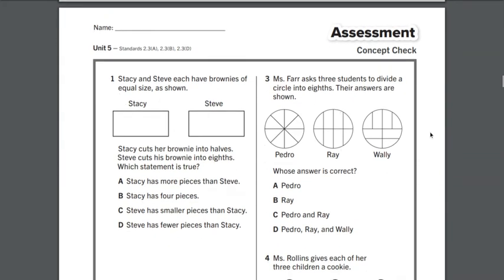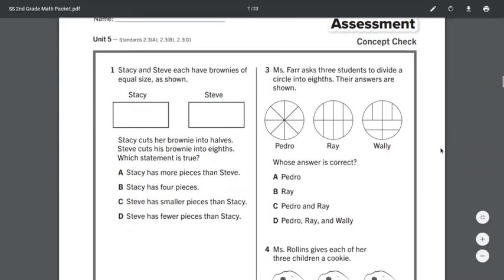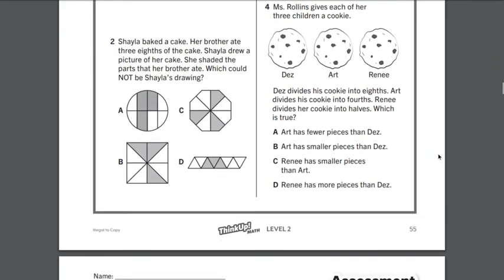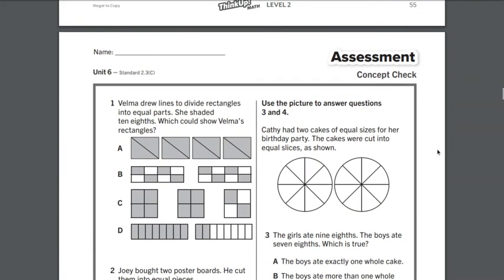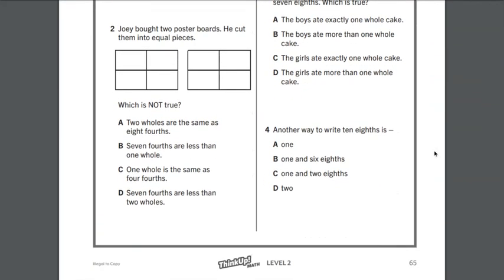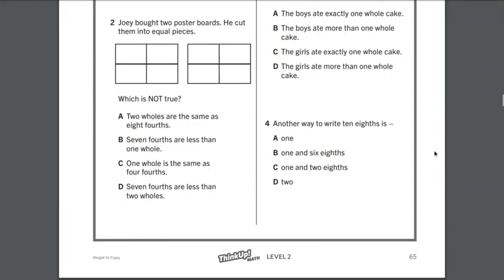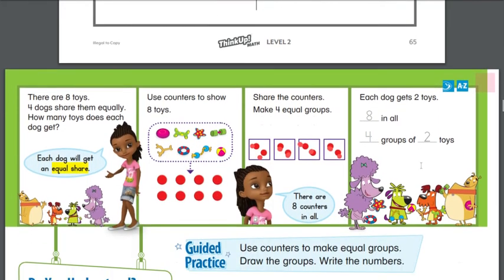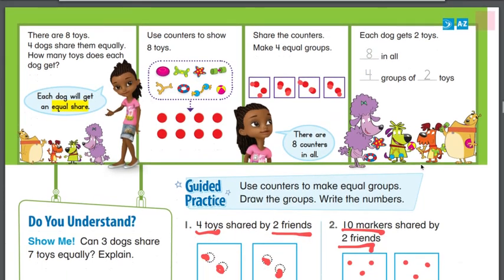The next pages, the ones that say assessment on them, so this will be page 55 and 65. You will be asked to complete these independently as they are your assessments, just like you would if we were in school. All right. The next part starts your second standard. So this is going to be your multiplication.